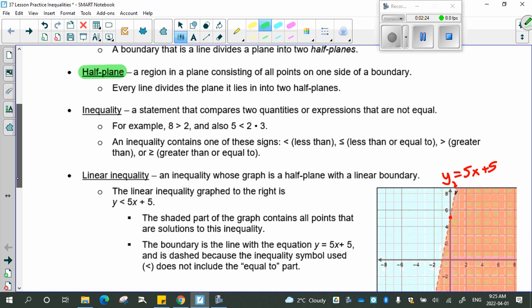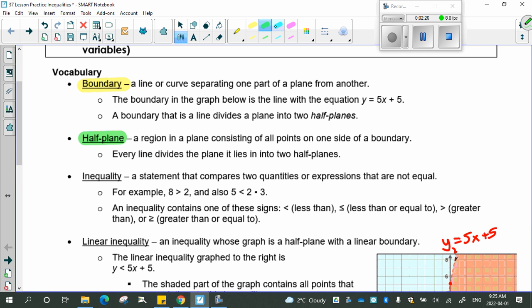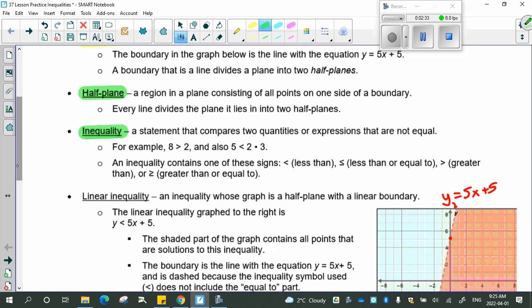Inequality. We already know that from what we just learned. It's a statement that compares two quantities or expressions that are not equal. For instance, we know 8 is greater than 2, and 5 is less than 2 times 3, which is 6. 5 is less than 6. An inequality contains one of these signs: either a less than or equal to, a greater than, or a greater than or equal to.